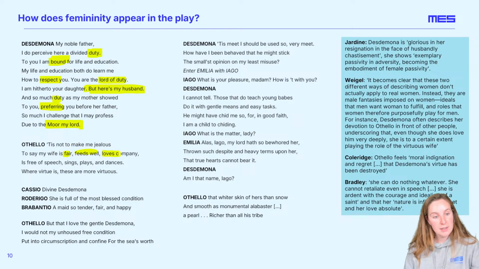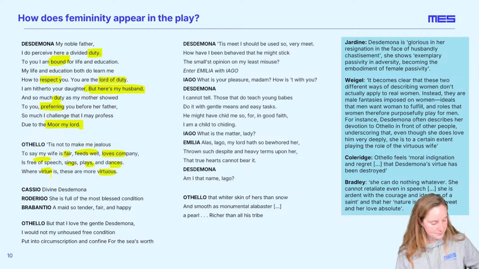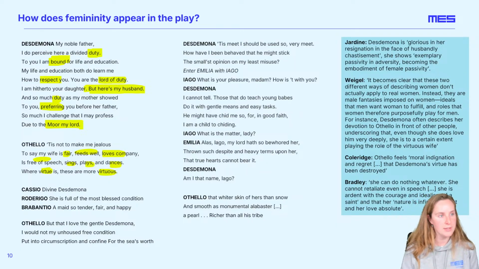loves company, is free of speech, sings, plays, and dances. Where virtue is, these are more virtuous." So he's saying here, when Othello is being tempted by Iago into this doubt about Desdemona, he's saying all of these virtues of hers are abundant, but actually that's cause for jealousy. Someone who is so desirable as Desdemona, it's likely that people will want to steal her away because she is so virtuous and so good.